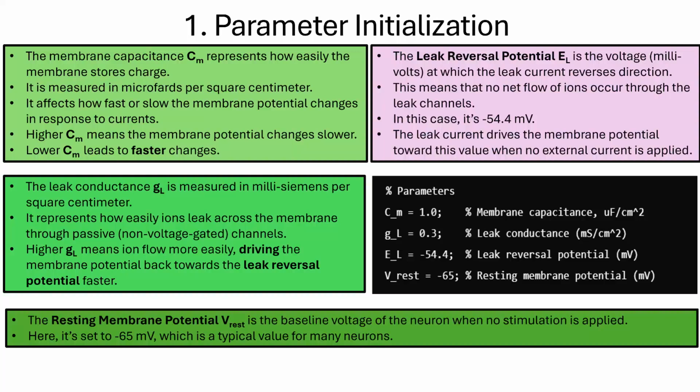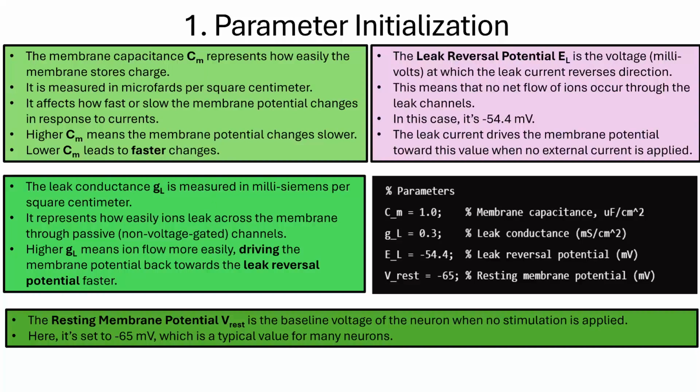Now, let's see how to build the model. There are 6 steps. First is to initialize the parameters. The membrane capacitance represents how easily the membrane stores charge. It is measured in microfarads per square centimeter. It affects how fast or slow the membrane potential changes in response to currents.